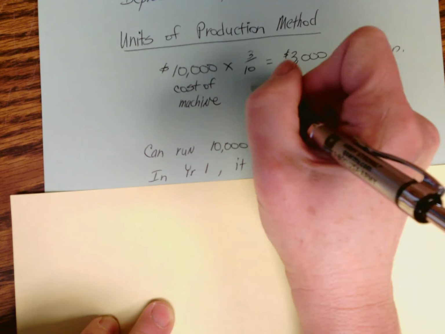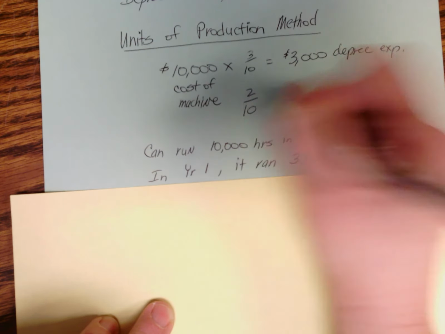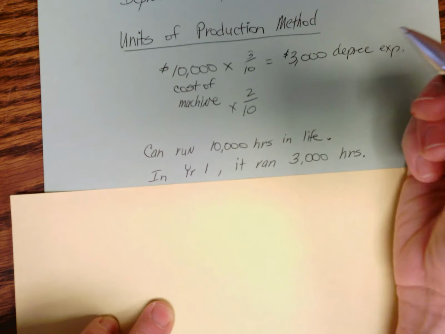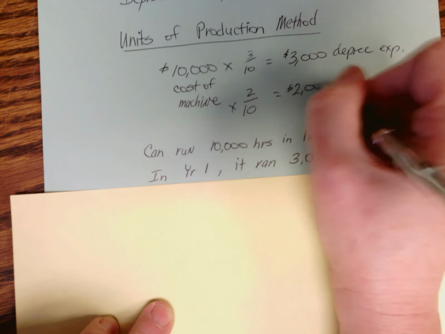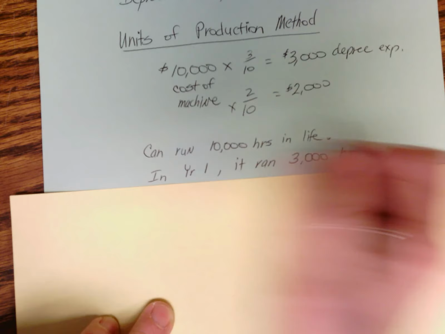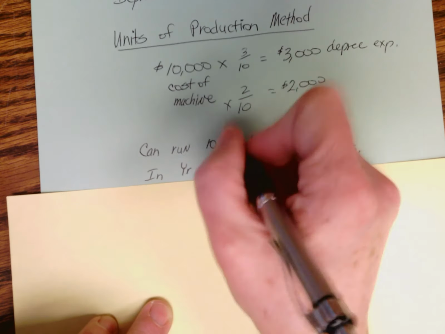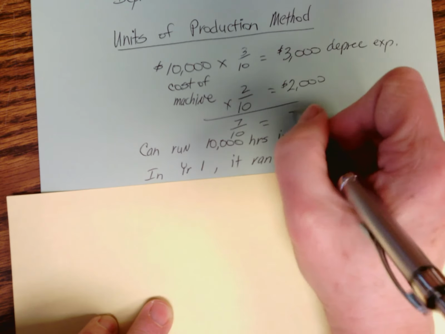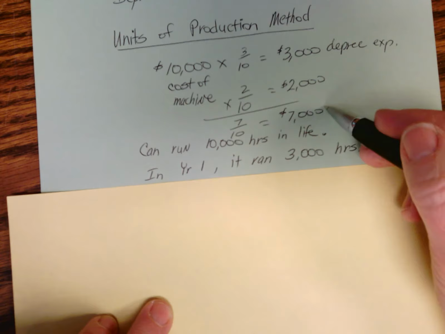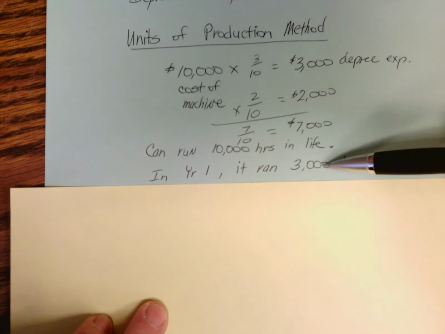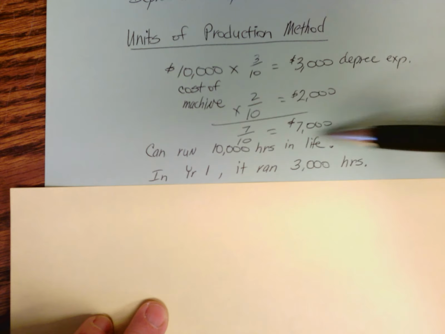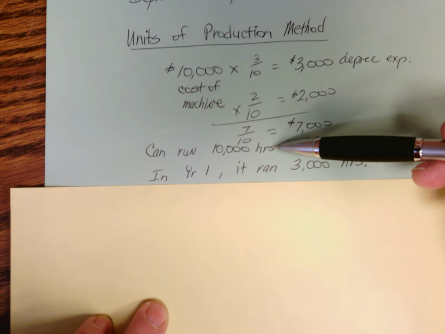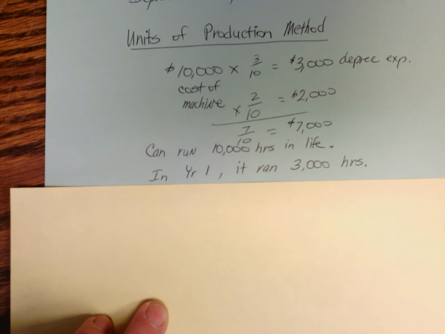Say in year 2 we use it 2,000 hours, it would be 10,000 times 2 over 10, or $2,000. If, for instance, in 1 year, say a different machine, or pretend that this didn't happen, if we just used it 7,000 out of the 10,000 hours in 1 year, then its depreciation expense that year would be $7,000, simply based on how much did we use it that year divided by its total life expectancy. Here I've used hours, but this could also be in number of units put through the machine. If it can only make so many pieces before it wears out, then that would be your denominator.